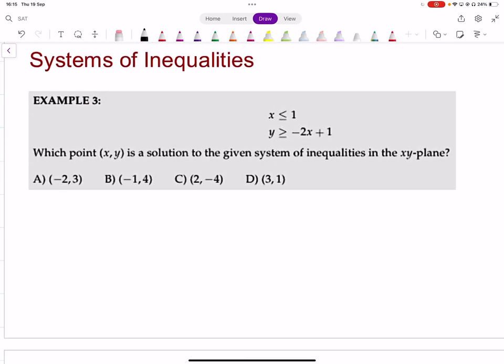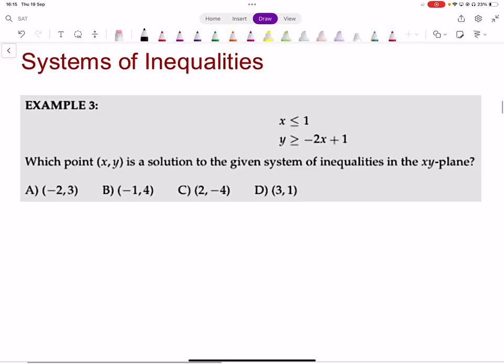Let's try this example now. Which point is the solution to the given system of inequalities in the xy plane? x is less than or equal to 1. y is greater than or equal to -2x plus 1. Now you could use Desmos for this if you wanted. How do you do this directly?